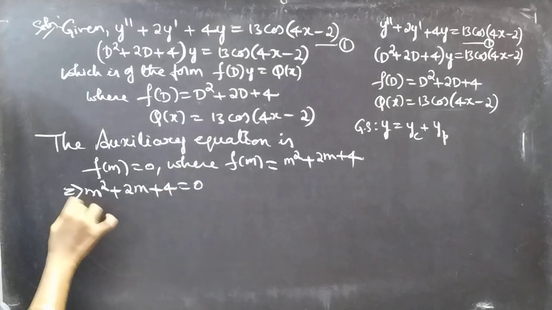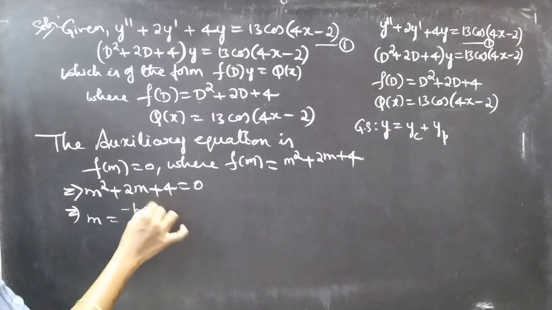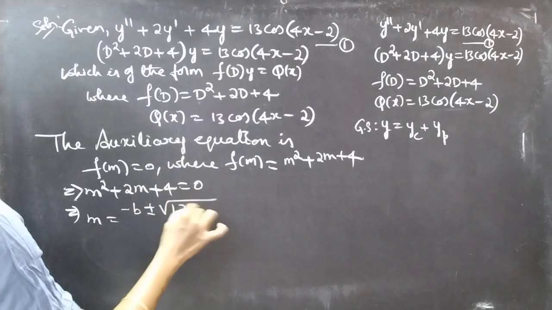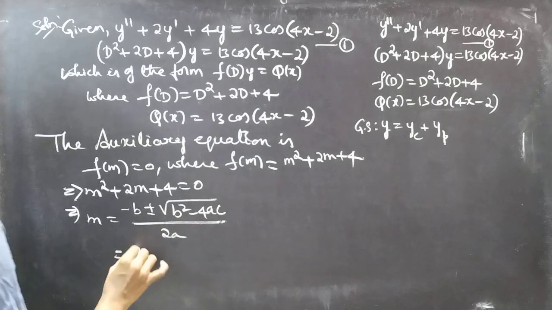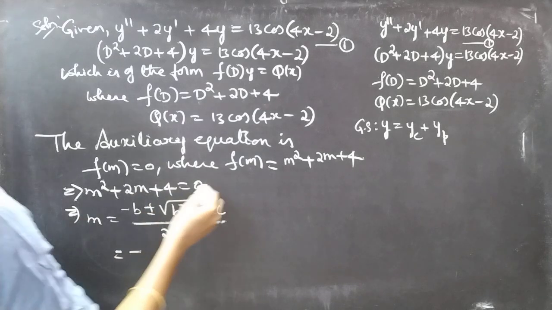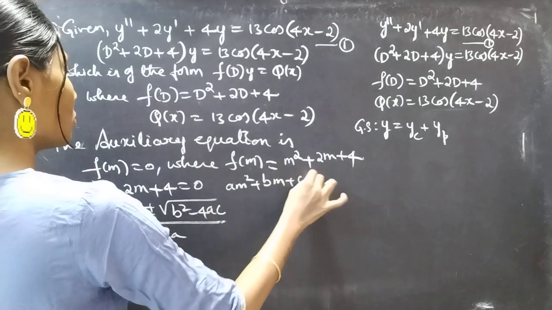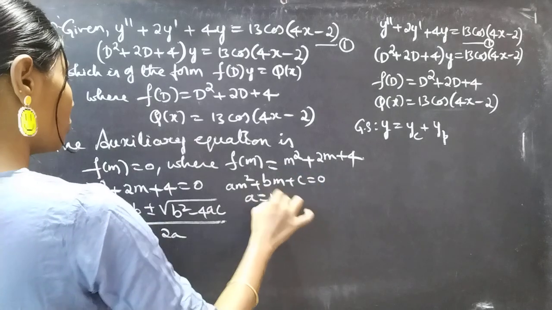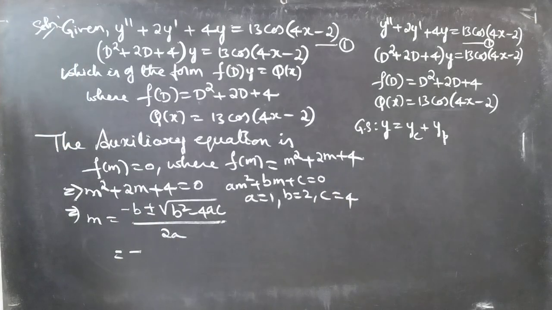Now we need to find roots to this equation, so let's use the quadratic formula, minus b plus or minus square root of b square minus 4ac by 2a. This gives us, just compare the equation with am square plus bm plus c equal to 0. You'll get a equal to 1, b equal to 2 and c equal to 4, right? Now substitute these values in the formula.